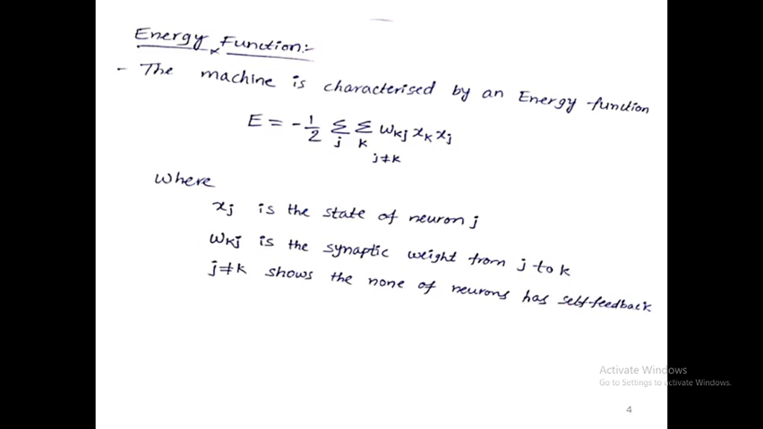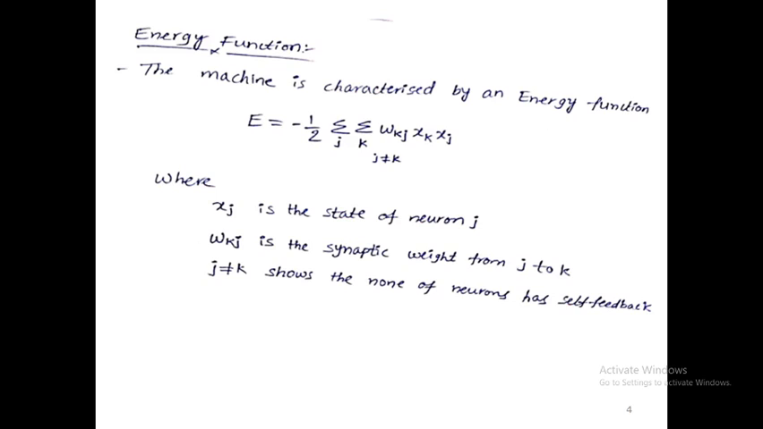Now, this machine is characterized by an energy function, E equal to -1/2 summation over j, summation over k, wkj xk xj, where j is not equal to k. Here xj is the state of neuron j, and j and k vary, j from 1 to n and k from 1 to m.